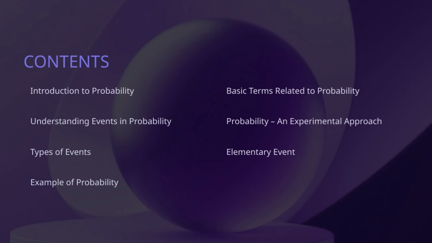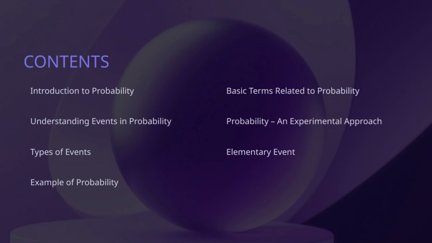Now, it's important to understand some basic terms related to probability. Terms like event, which is any outcome or set of outcomes we are interested in, and sample space, which includes all possible outcomes of an experiment. Recognizing these terms helps us communicate clearly about probability.